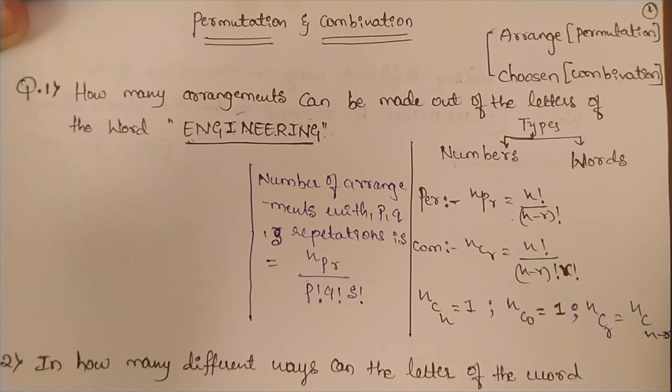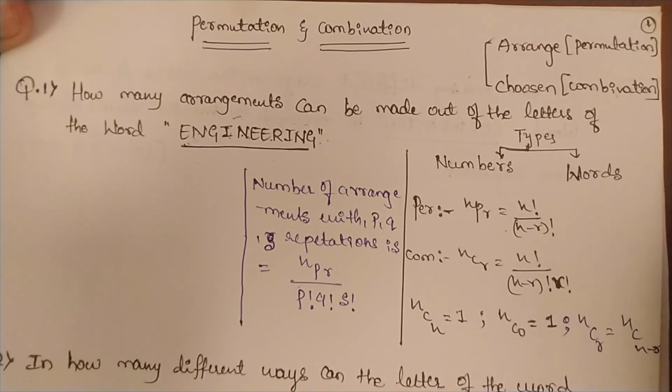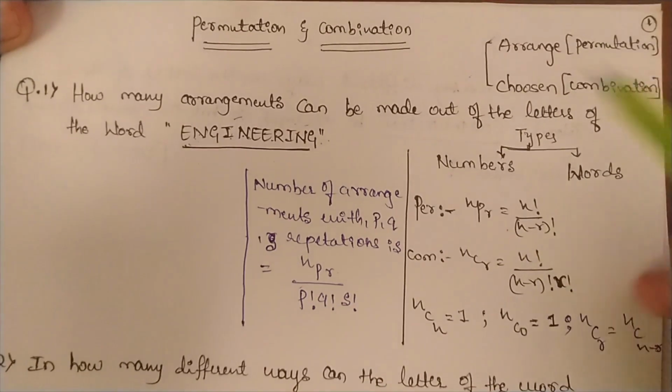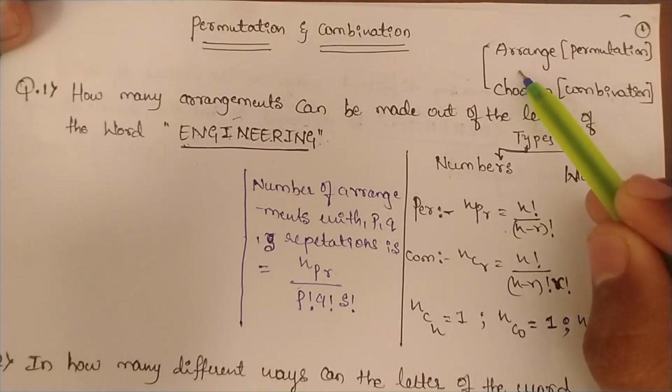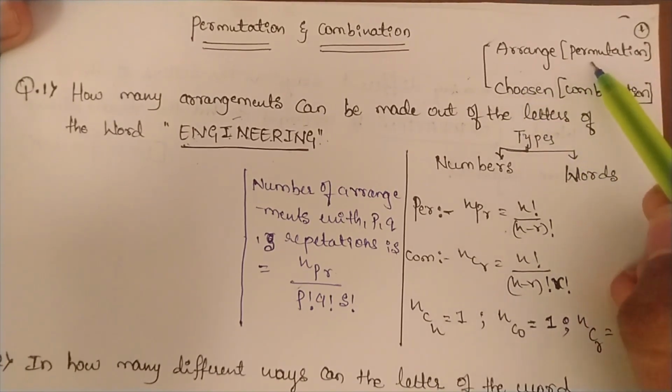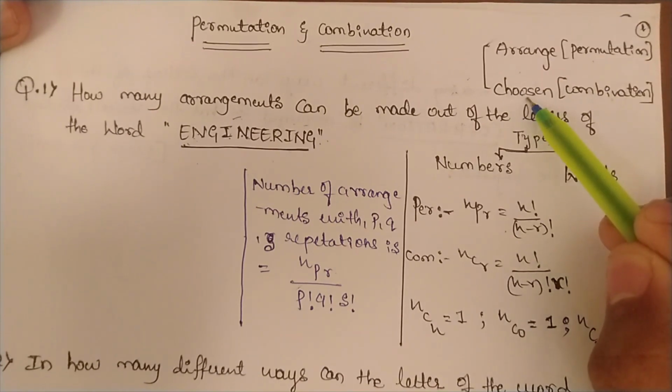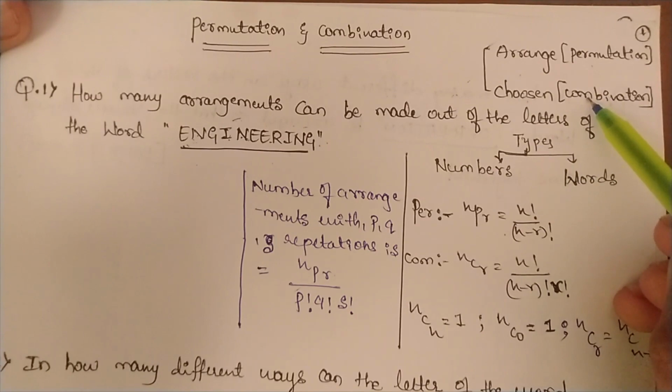So the topic of the day is permutation and combination. This is a very important topic for your aptitude preparation. What is permutation? A permutation is a number of arrangements of a given number or a letter. So whenever you see arrangement or arranging in the question, it's related to permutation. Whenever you see the word chosen or selecting, it's a problem related to combination.